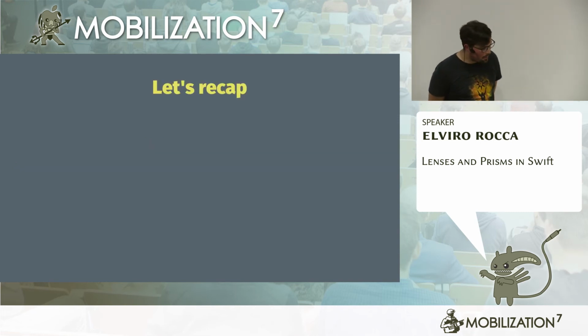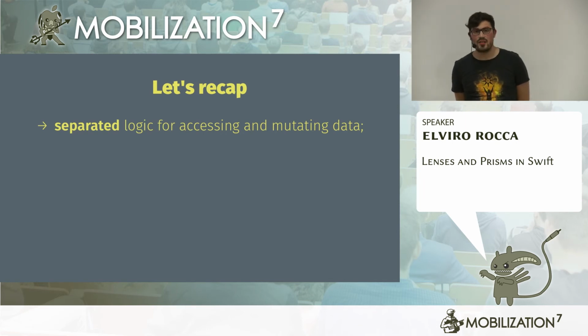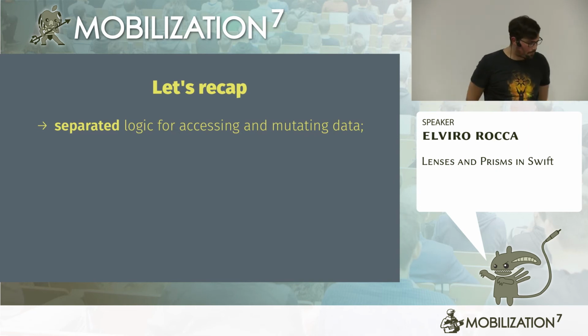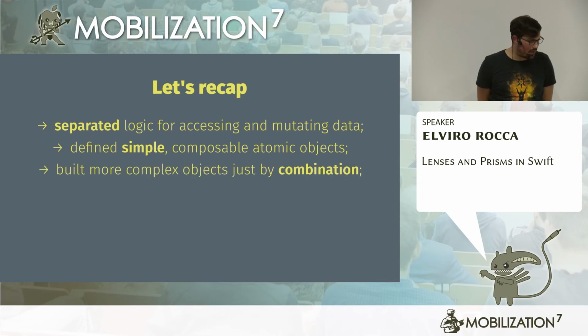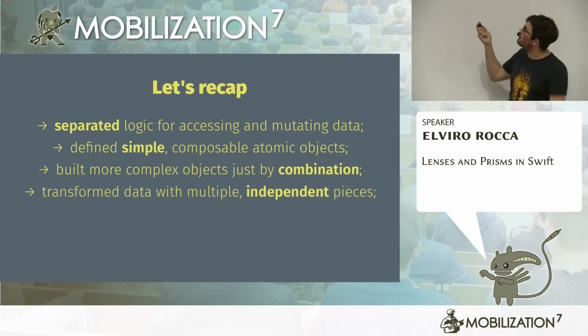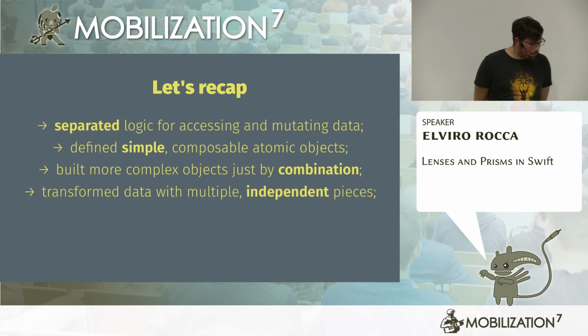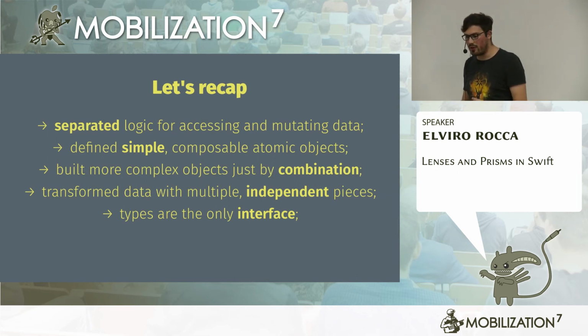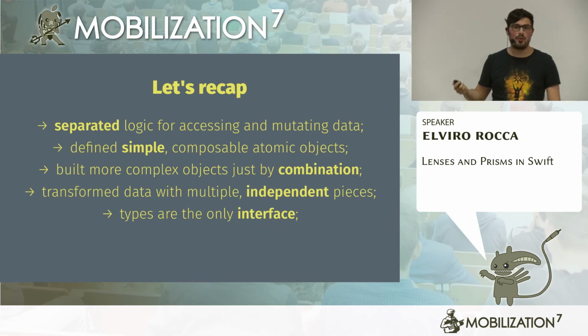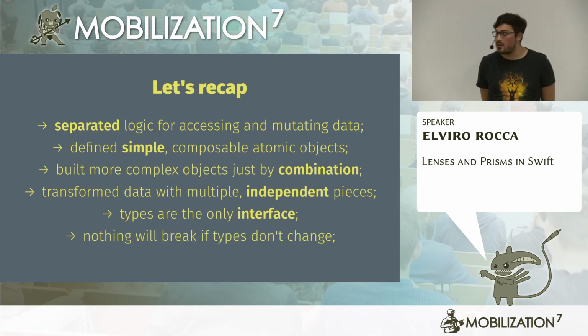So let's recap for a second. What we did, we separated logic for accessing mutated data from the actual application of this logic, from the place where we have the information. And to do this, we defined very simple composable atomic objects. And just by combination, we build more complex objects. And the transformation of the data that we applied, we did it with multiple independent pieces that could have been developed completely independently. And the types here are the only interface, because the words that I'm using, lens, prism, get, set, over, etc., these are just conventions, really. The types are the thing that matter. The types will make the code compile. So, nothing will break if types don't change.